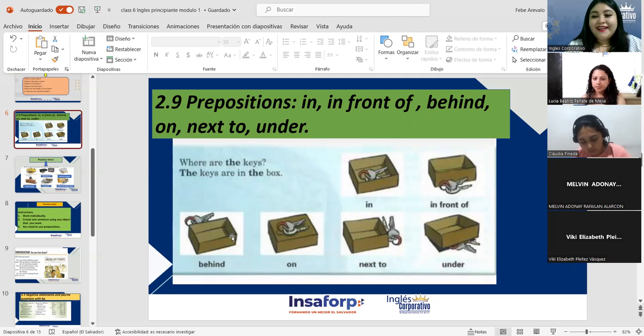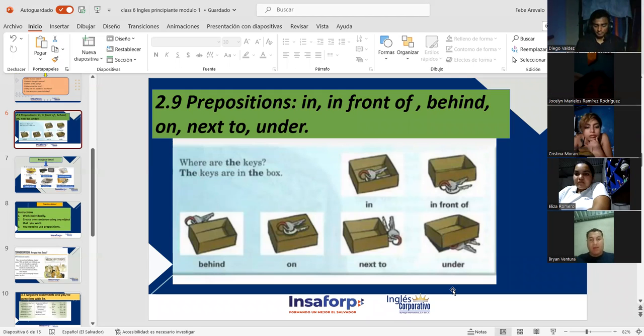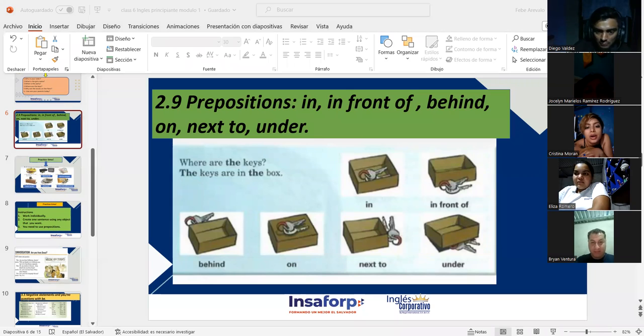Very good. Brian, where are the keys? The keys are... What's the next one? Next one. The keys are next to the box. Very good. And Christina, where are the keys? The keys are under the box. Under the box. Very good.